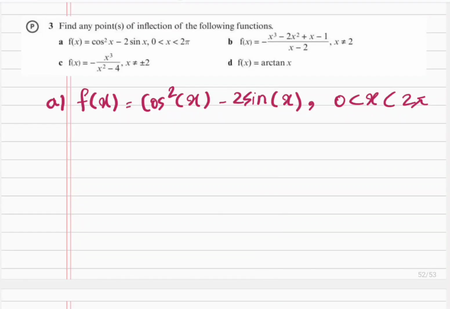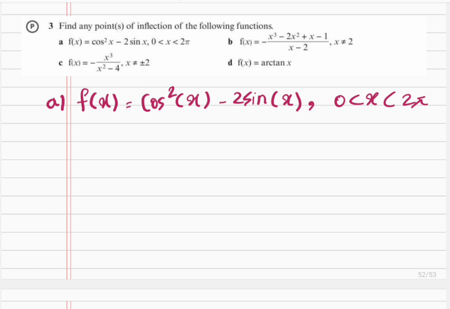Hi everyone, this video is on exercise 9i question 3. In this video I'm going to do part A, and we have a function f of x which is cos squared x minus 2 sine x, and we want to find any points of inflection.